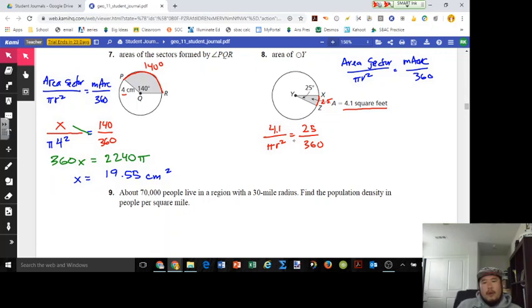So what we could now do is go ahead and start cross multiplying. And then let's see if we can figure out what r is. Once we find what r is, then we could figure out the area of our circle. Okay, so we got ourselves 360 times 4.1.